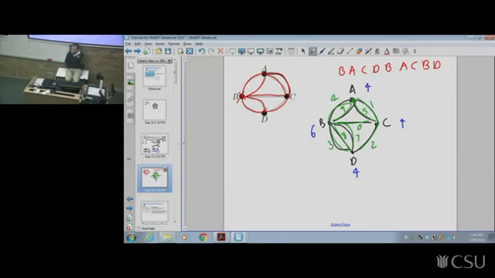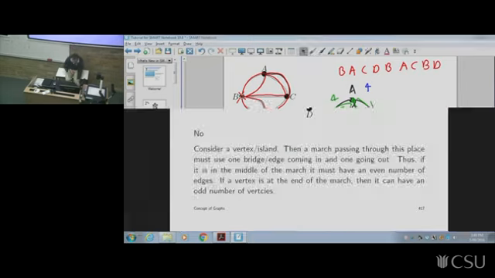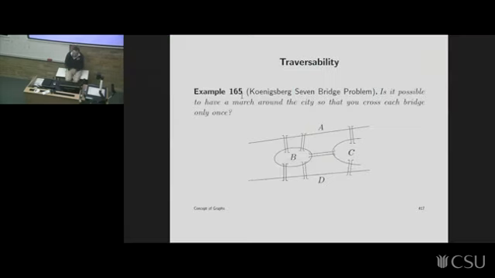Just like the original Königsberg, what's his name again? Königsberg, there you go. Königsberg town couldn't get their little march happening, essentially.